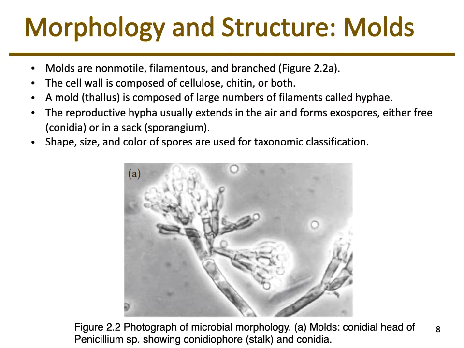This is an example of a mold, Penicillium, and you can see that stalk. This is going to be multicellular, and then there's branching out. And then right at the end is where we actually have spore production forming. The shape and size and also the color of the spores are actually used for classification. Okay. For molds, their cell wall is going to be composed of cellulose, chitin, or both of those. So again, what's present in the cell wall can help identify them.